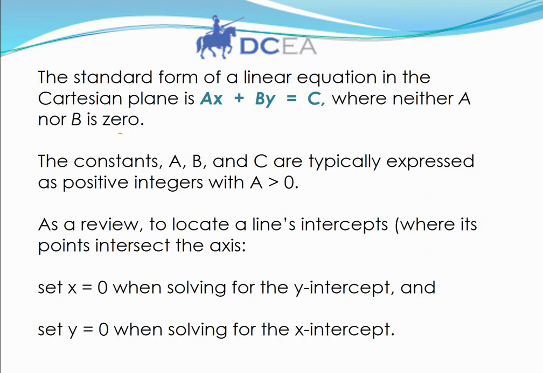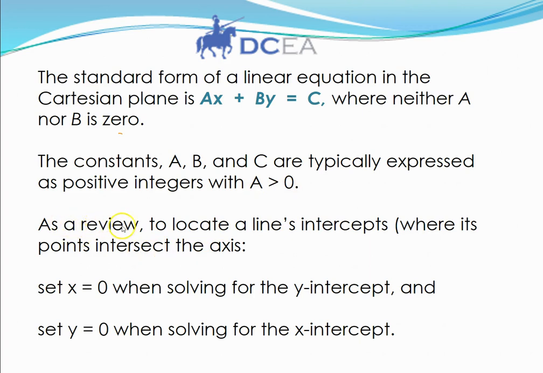The standard form of a linear equation is ax plus by equals c. This is where neither a nor b is 0, so a and b will be anything but 0. The constants a, b, and c are typically expressed as positive integers, with a being greater than 0.